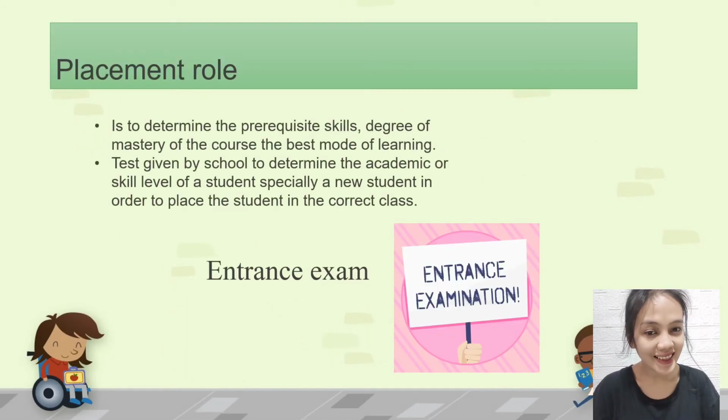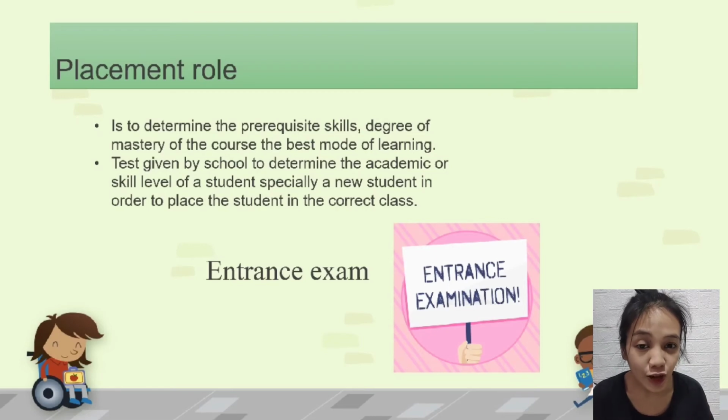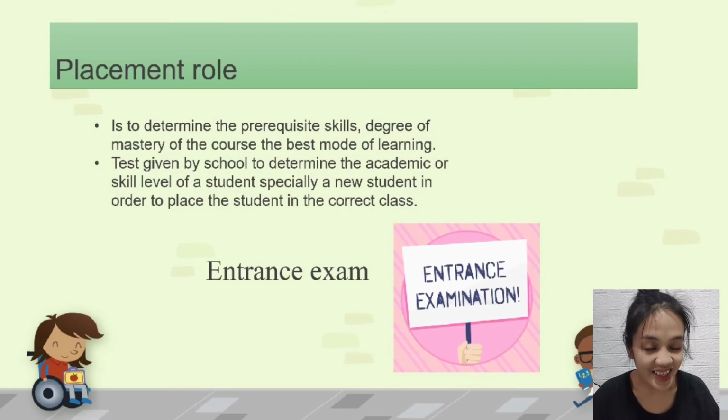Placement role is the assessment at the beginning of the instruction. It is used to determine the skills, degree of mastery of the course, and the best mode of learning. At the beginning of the instruction, they give a test. This is called the placement test. This test is given by the school to determine the academic or skill level of a student, especially a new student, in order to place them in the correct class or curriculum. This test is what you call the entrance exam.